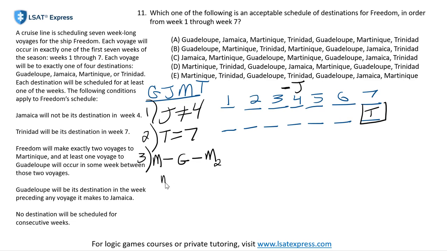And keep in mind, this does not necessarily mean M, G, M all right next to each other. It could mean that. That is a possibility. But there could be additional items in between the 2 M's as well. All right, that's rule 3.